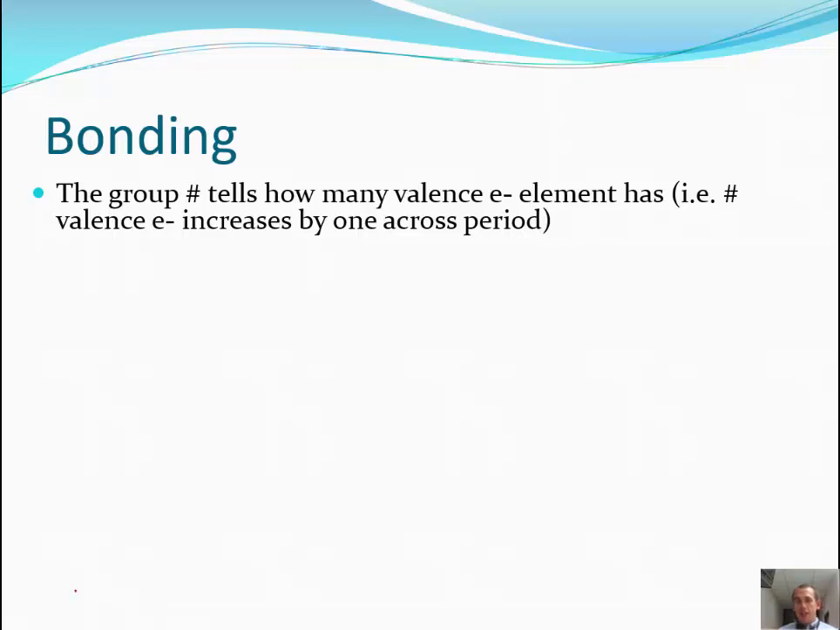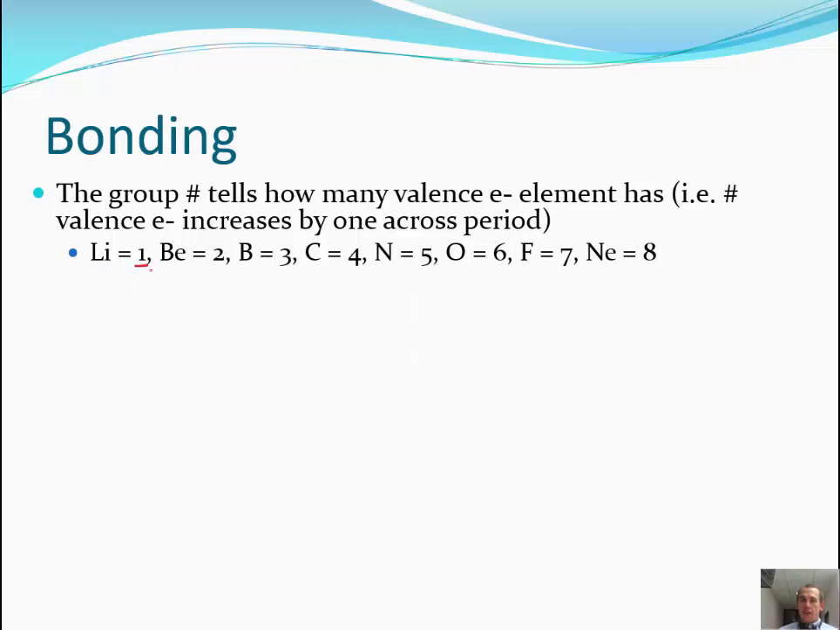Well, let's get back to our electrons. Remember the group number, that's the column on the periodic table, tells us how many valence electrons an element has. So as we move from left to right, that increases by 1. If we go across the second period, lithium is in column 1, so it has 1 valence electron, beryllium has 2, boron 3, carbon 4, nitrogen 5, oxygen 6, fluorine 7, and neon 8.